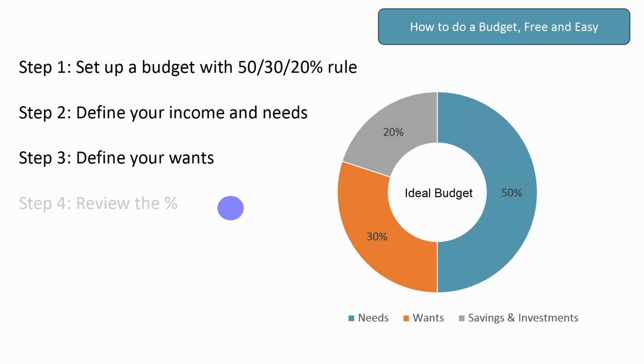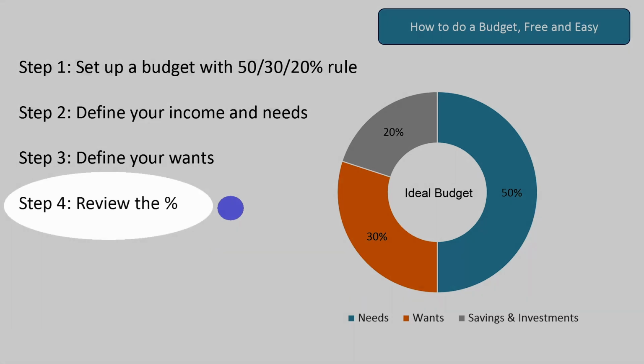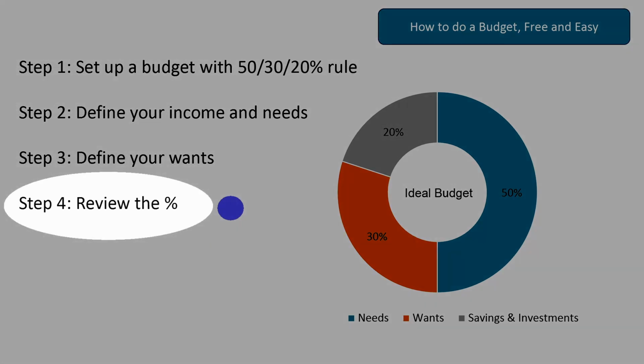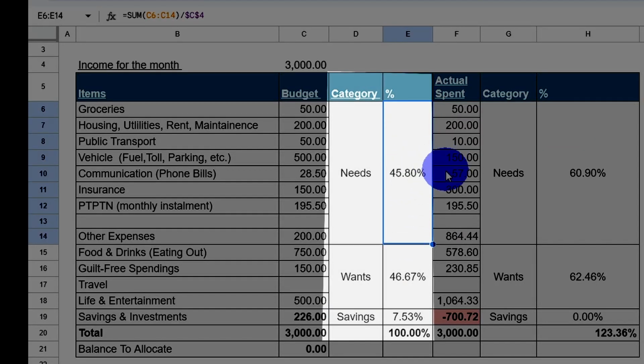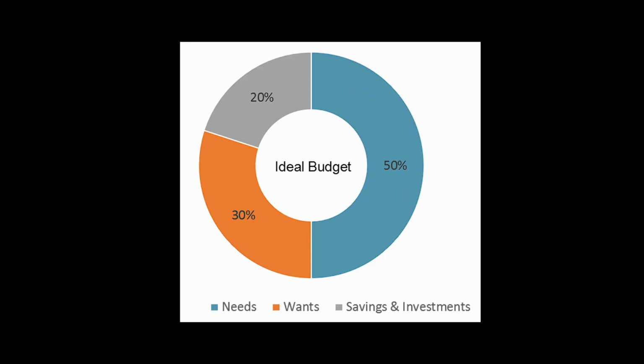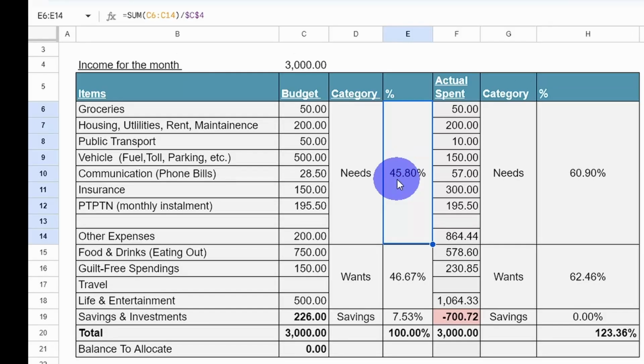Okay. So once we have defined our income and needs, and we also have defined our wants, now we need to review the percentage allocated. If you look at this percentage, we want to make sure it's as close to the 50, 30, 20% guidelines. So you can see that our needs, it's great that it's below 50%. Our wants is slightly high, it's more than 30%, and our savings is very low, it's less than 20%.